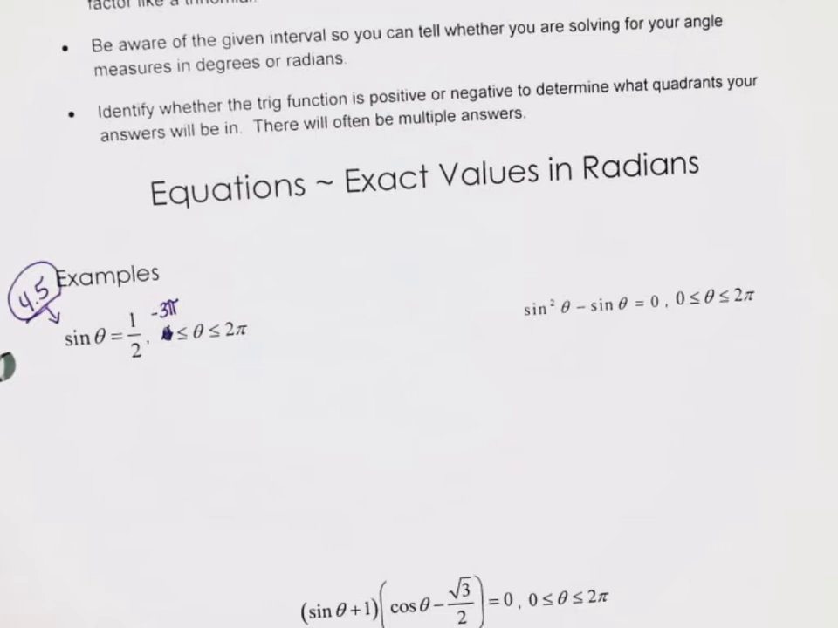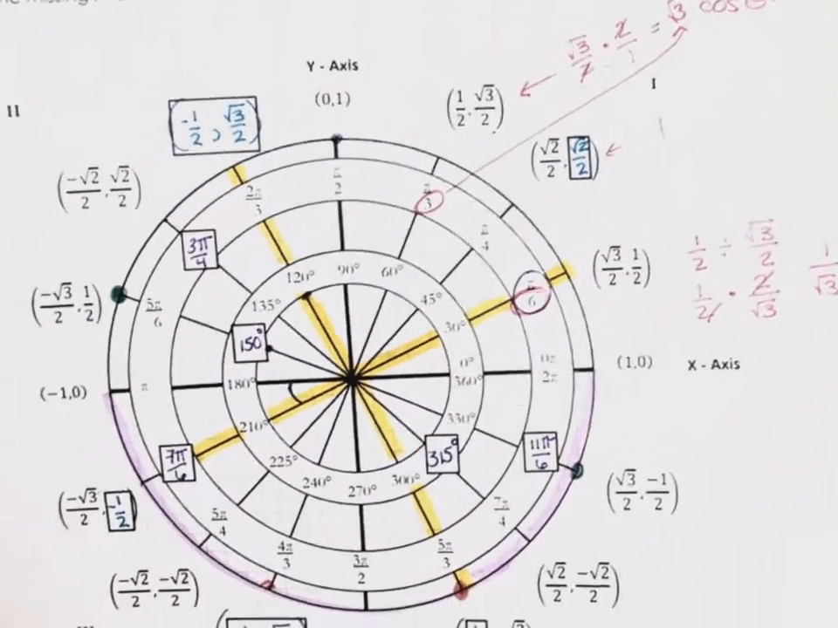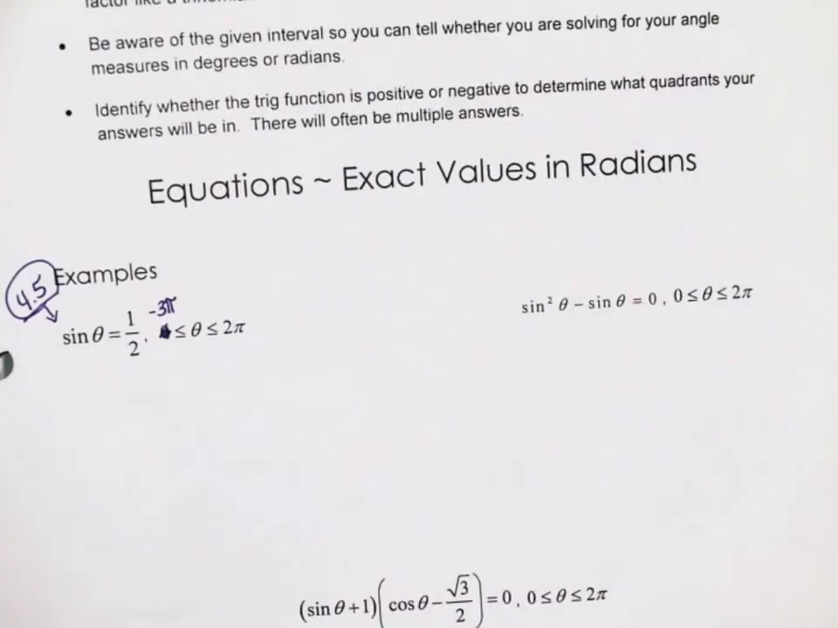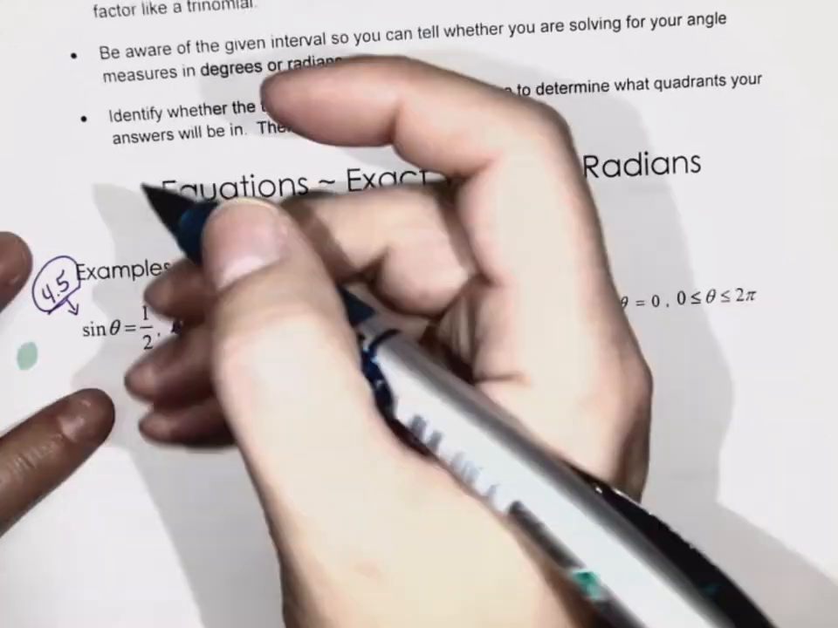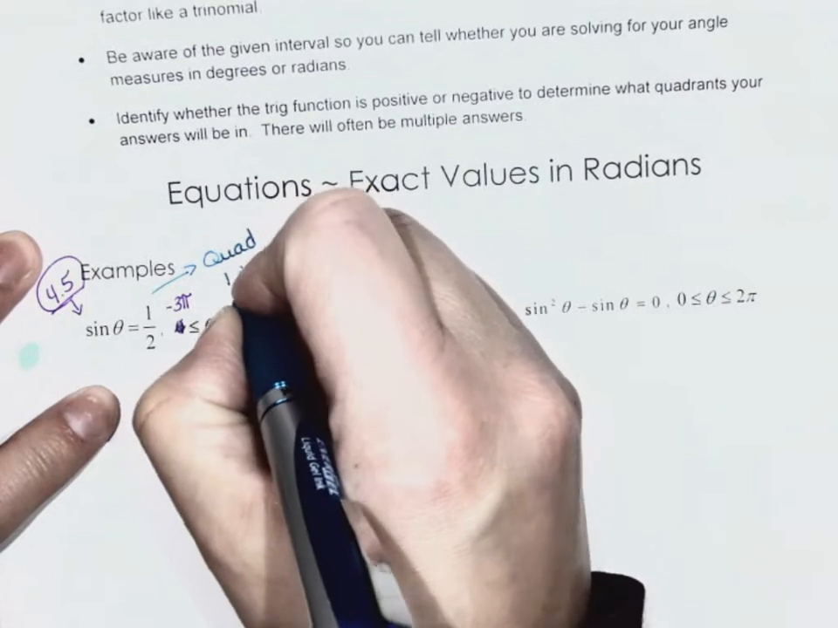Okay, so we're looking for exact values in this. The nice thing about this is all those exact values are going to be on the unit circle, right? They're all going to be there. So sine theta equals 1/2. Where on your unit circle is sine going to be positive? 1 and 2. So sine is positive in quadrants 1 and 2.